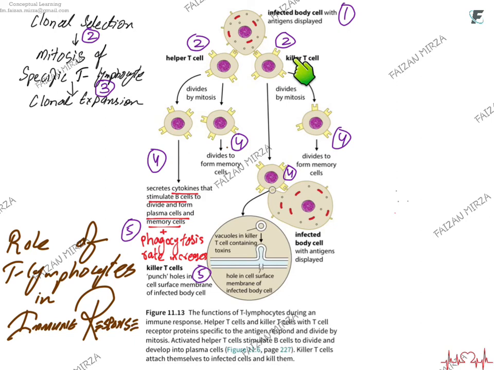The other type of T cells are killer T cells. Killer T cells can also divide to form memory cells. And what do killer T cells do? They are designed to kill. They will join their membrane with the infected cell, and a vesicle or vacuole present inside the killer T cell, which will have toxins, is pushed into the host cell.